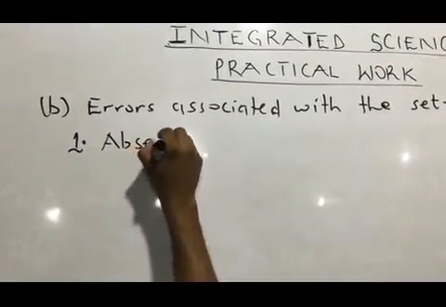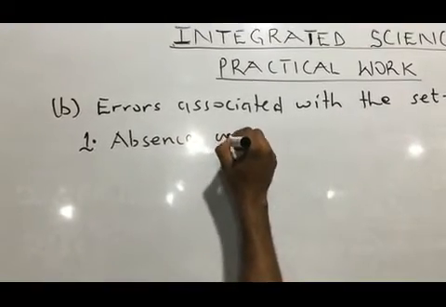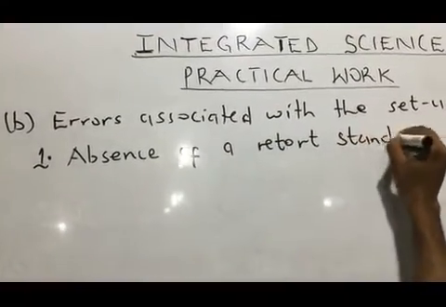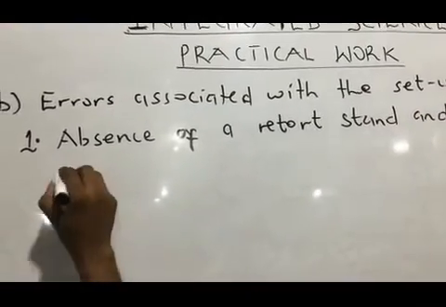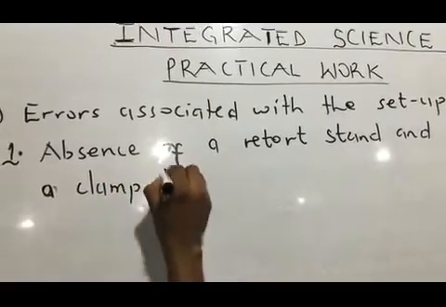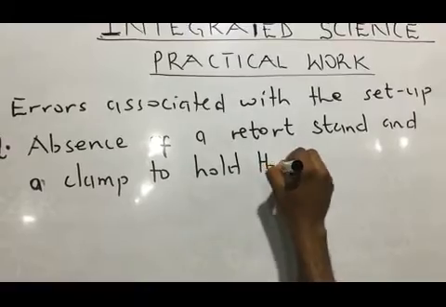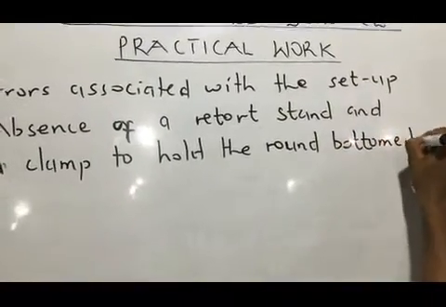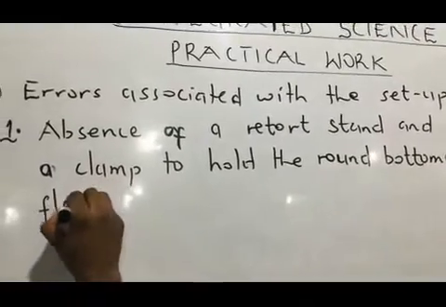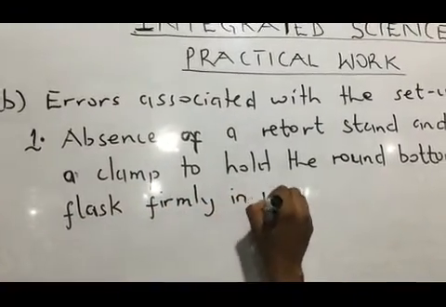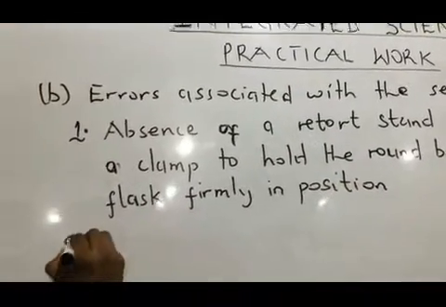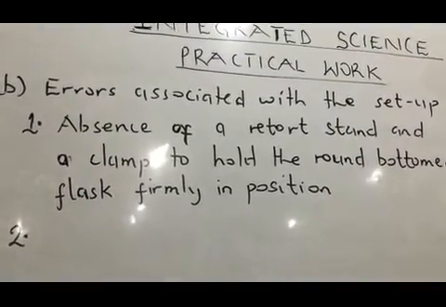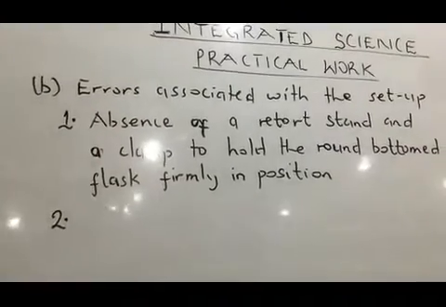So absence of a retort stand and a clamp to hold the round bottom flask firmly in position. So that is one source of error.